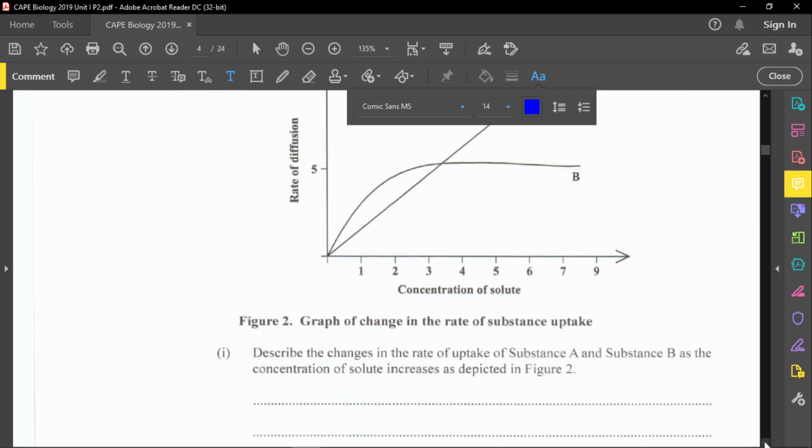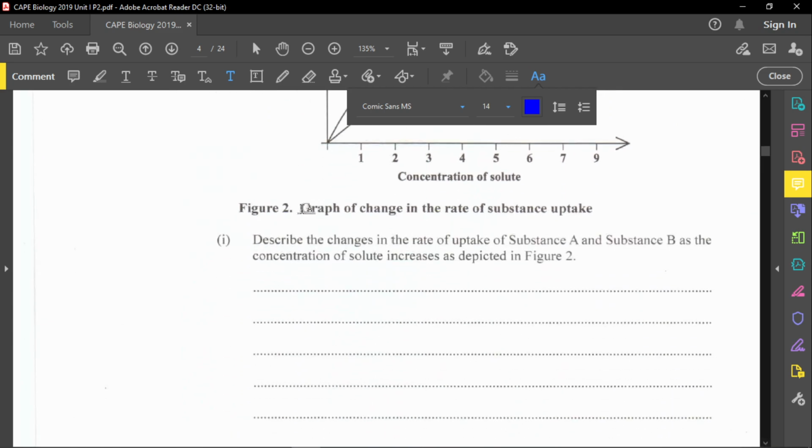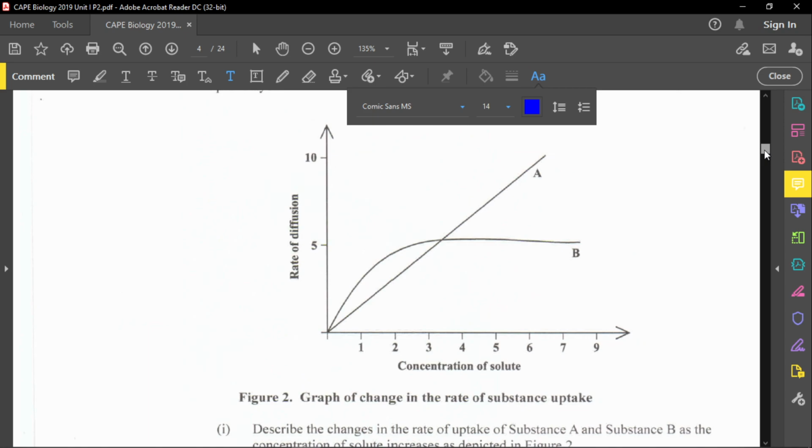It's figure 2, a graph of change in rate of substance uptake. Part 1 of this question asks us to describe the changes in the rate of uptake of substance A and substance B as concentration of solute increases, as depicted in figure 2. Looking at the graph carefully, you will notice that substance A is a straight line, a proportional graph, while graph B goes up and then starts to plateau.